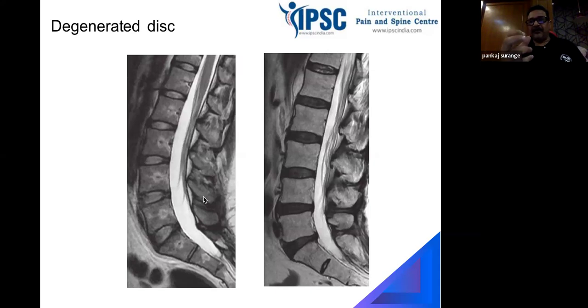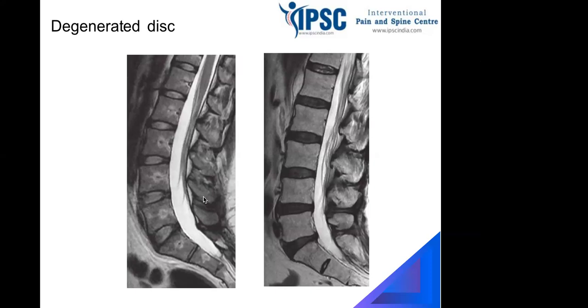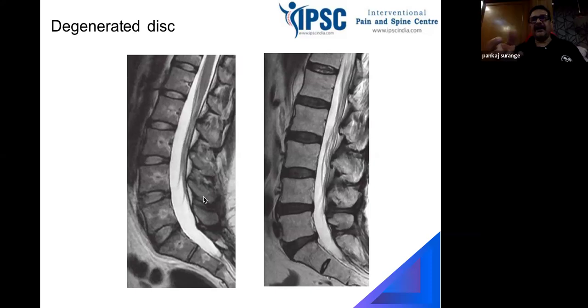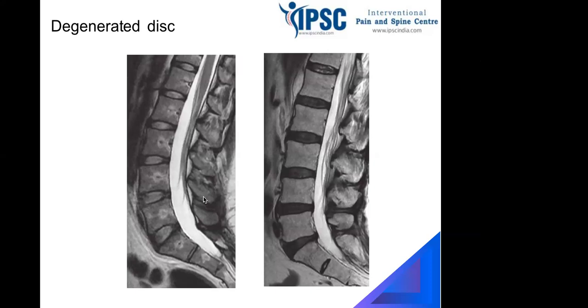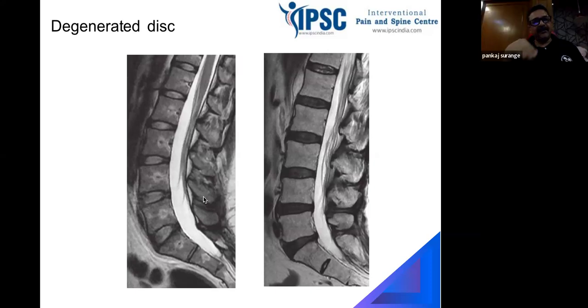Now if it has come out, it is an extruded disc. Obviously, there is no point in going inside the disc. It has come out, so we have to target the fragment. In that also we have two types: one with a broad base and one with a small base. If it is broad base, we can still go inside the disc endoscopically and remove the fragment from inside.